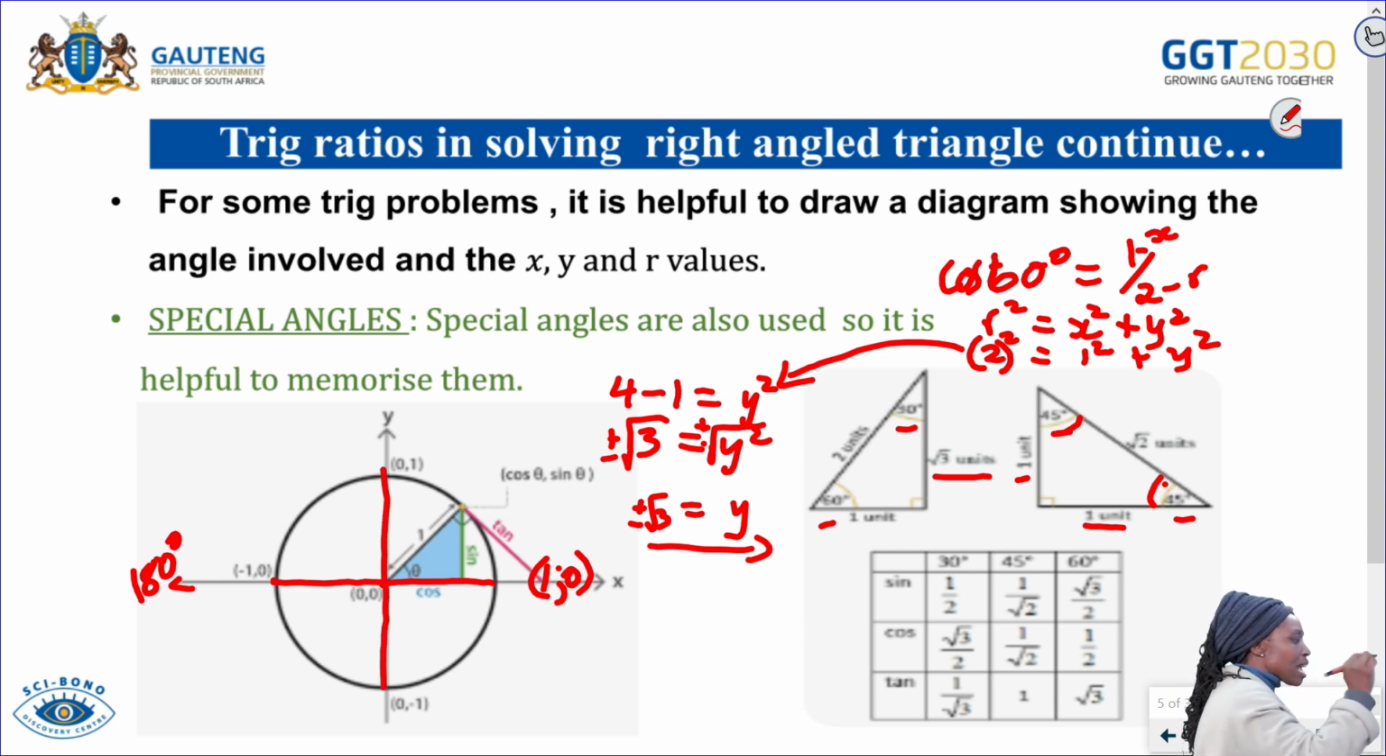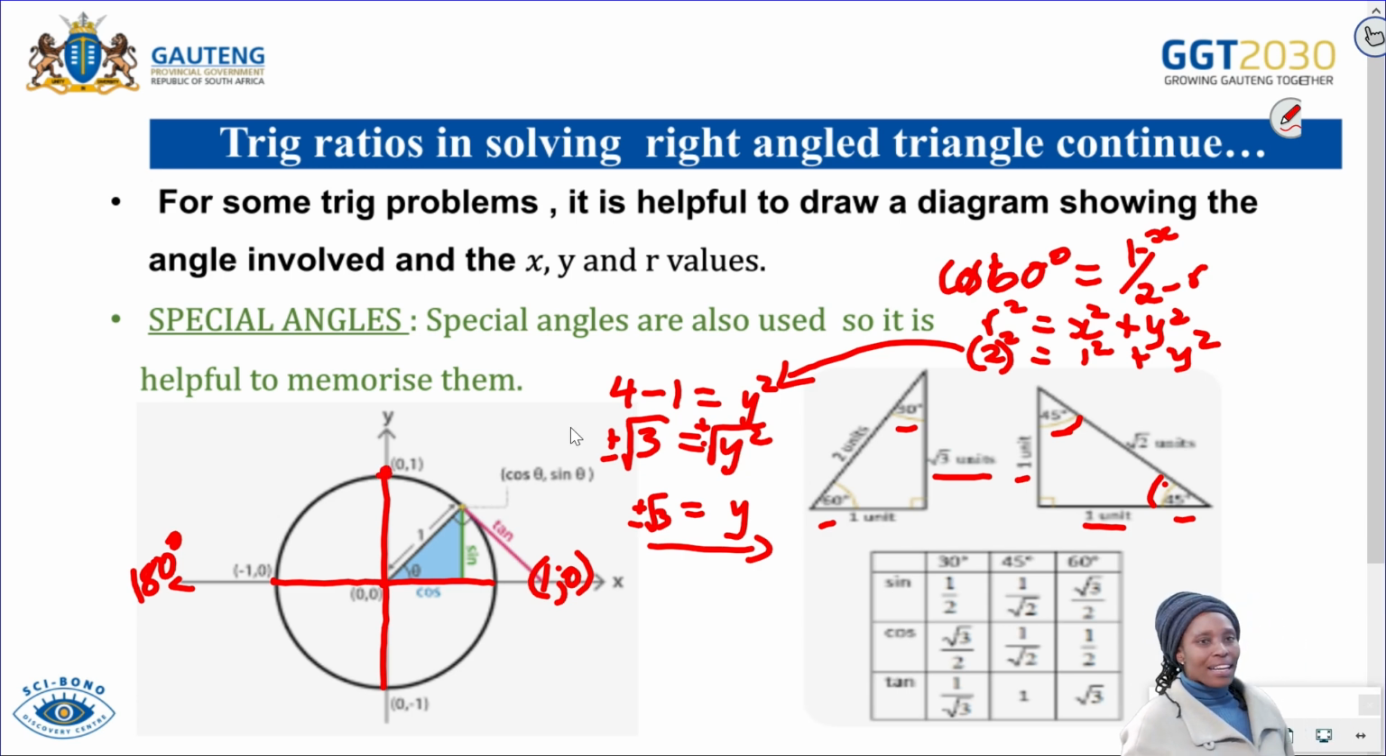Same with the y. Using the same 1 unit, I have a positive y, which is 1, and the point on my circumference is going to be 0 at x and 1 at y, and the reflection on 270 is 0 and -1. Those are the special angles. They are so helpful, so you need to memorize them. For some trig problems, it is helpful to draw those diagrams showing the angles involved and the x, y, and r values on the special angles, like the 45, the 30, the 60.